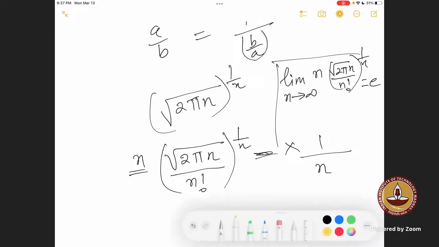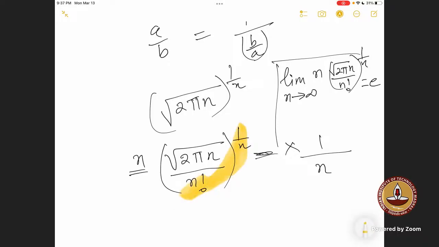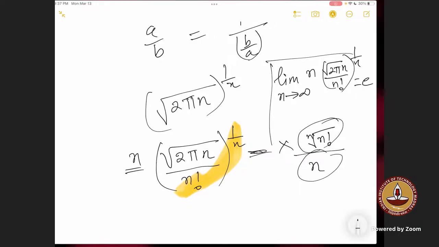And in order to compensate for this term, this whole term, what I am putting here is nth root of n factorial, right? That is the extra term I brought, nth root of n factorial. So in order to compensate that, is this clear for everyone?